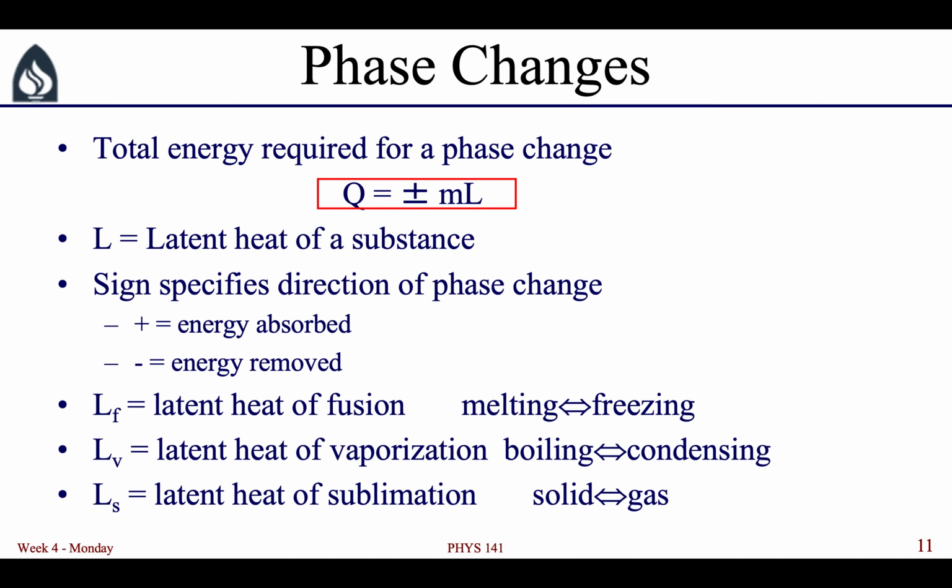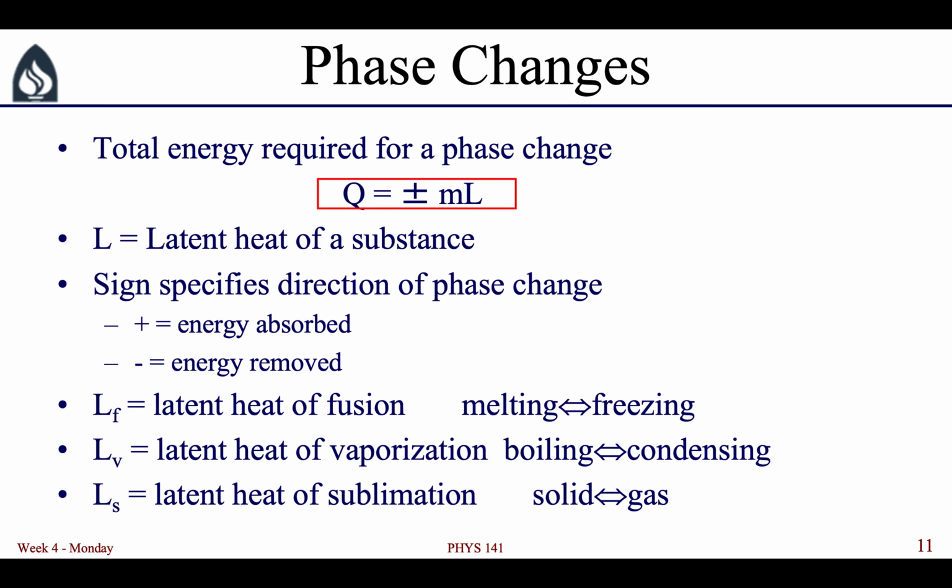If you are doing something where energy is absorbed, like boiling the water, then you would use Q is equal to positive mL. If you have to remove energy from the material, then you would use the negative sign. L, this latent heat of a substance, depends not only on the type of material, but also what kind of phase change you're doing. If you're going between a solid and a liquid, so if you're either melting something or freezing it, you would use the latent heat of fusion.